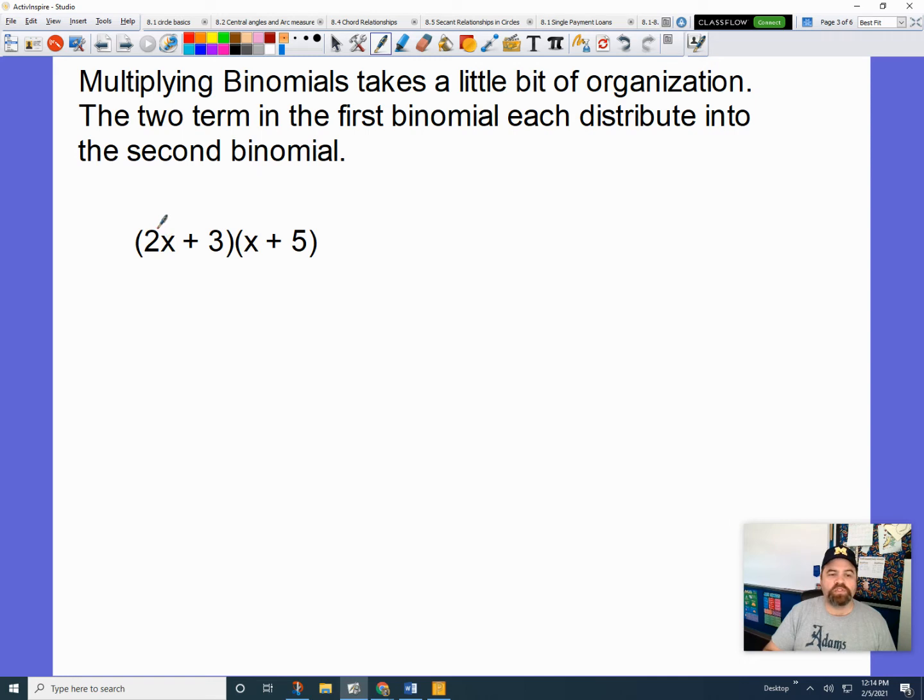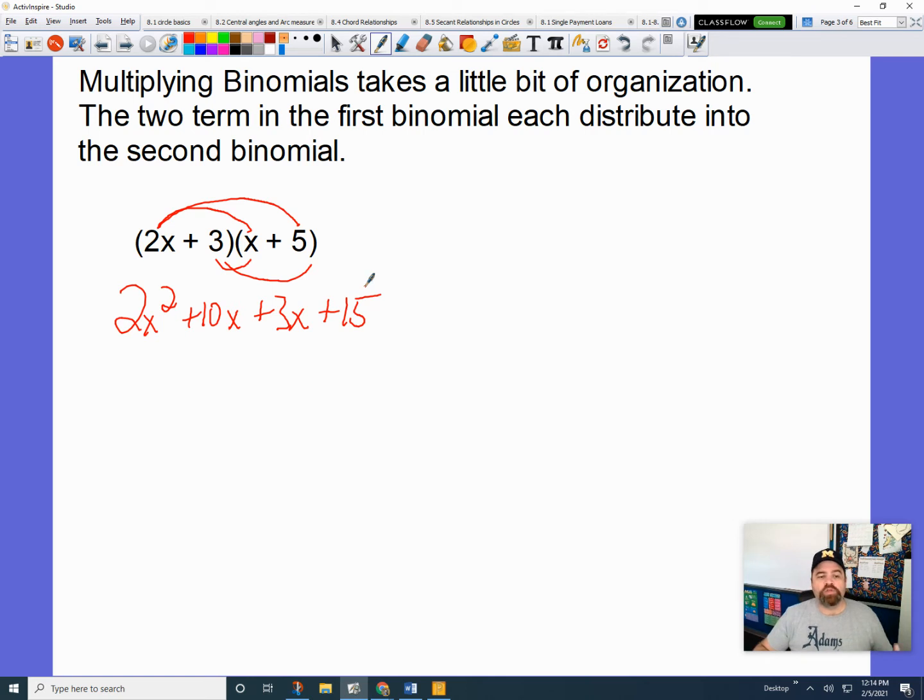I'm going to just kind of connect the dots here. 2x times x, then I'm going to take 2x times 5. I'm going to take 3 times x. Ultimately, this is giving me the same kind of breakdown, but you just don't have to write it out that second time. You still have to combine the x terms in the middle. It's ultimately going to get you to the same thing.